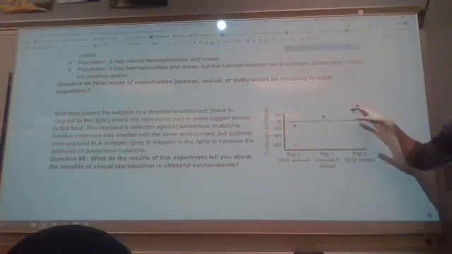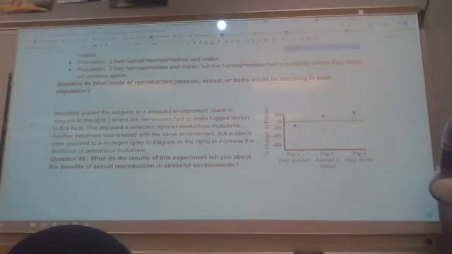So something about mixing up the genes and going through sexual reproduction allows populations to do better and succeed in really stressful environments. Okay, so that's kind of the takeaway from that last part.